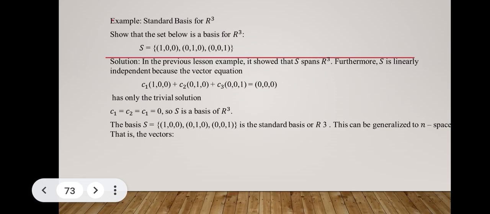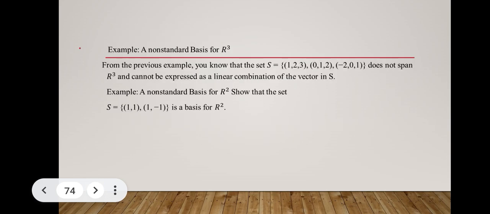Furthermore, S is linearly independent because the vector equation c sub 1 (1, 0, 0) plus c sub 2 (0, 1, 0) plus c sub 3 (0, 0, 1) equals (0, 0, 0) has only the trivial solution. So it means that c sub 1 equals c sub 2 equals c sub 3, which is also equal to 0. So we say that S is a basis of R cube. The basis S, (1, 0, 0), (0, 1, 0), (0, 0, 1), is the standard basis for R cube, and this can be generalized to n space.